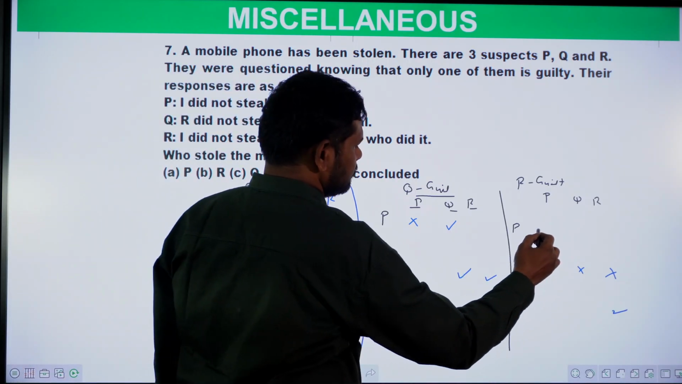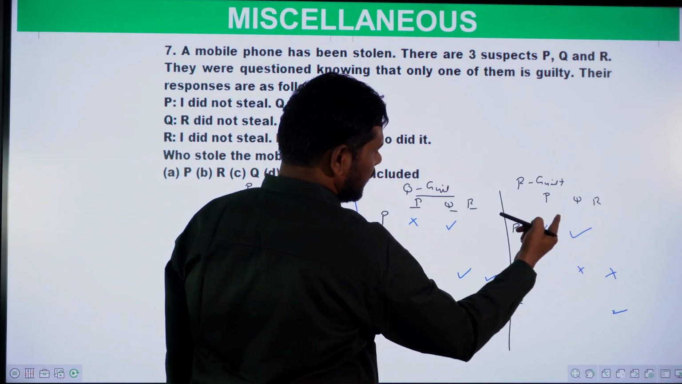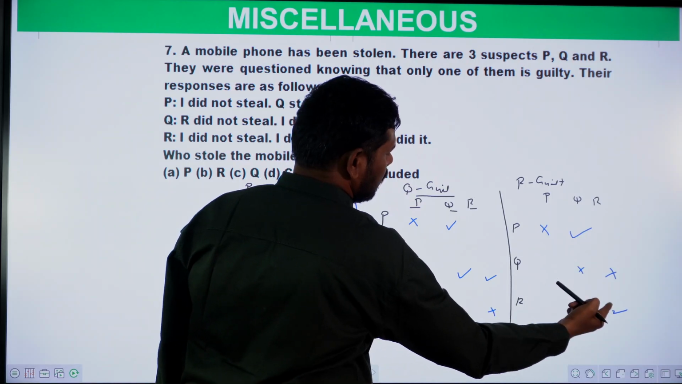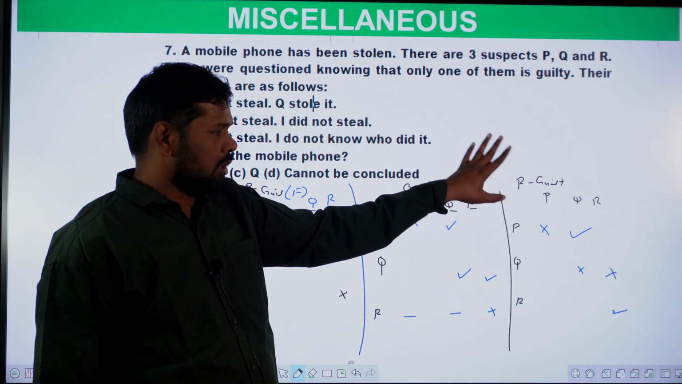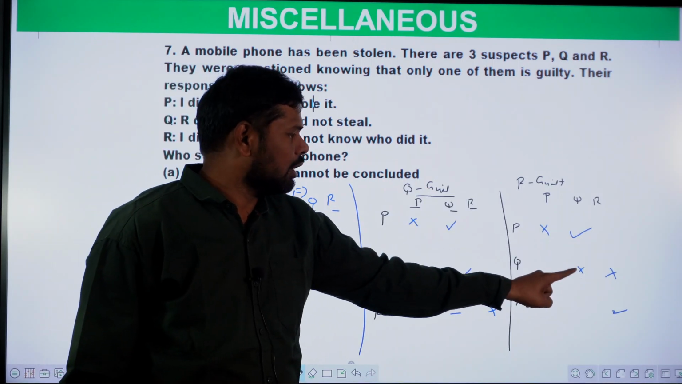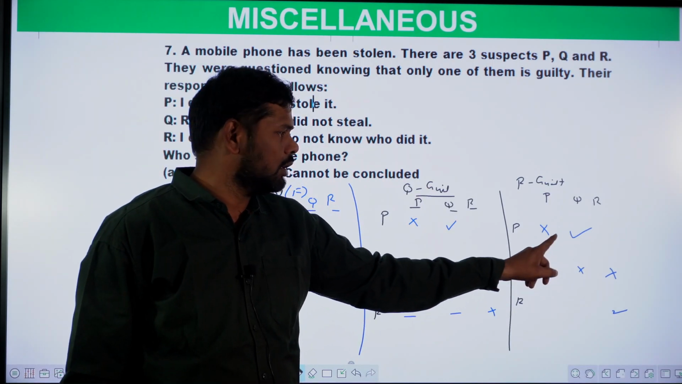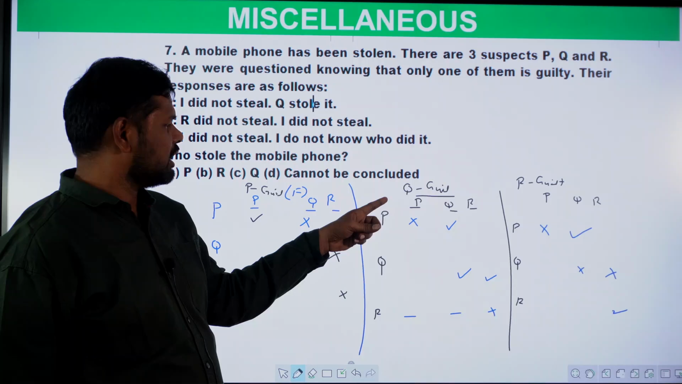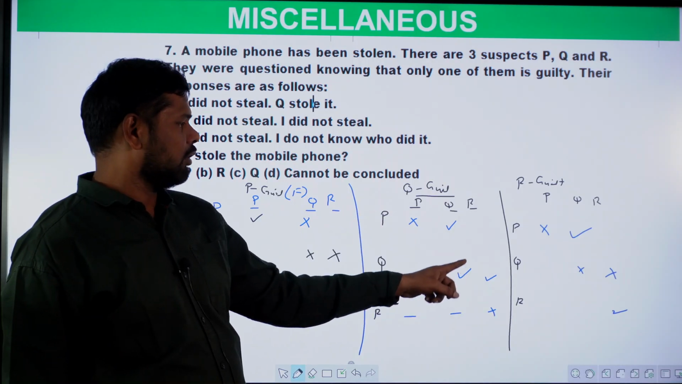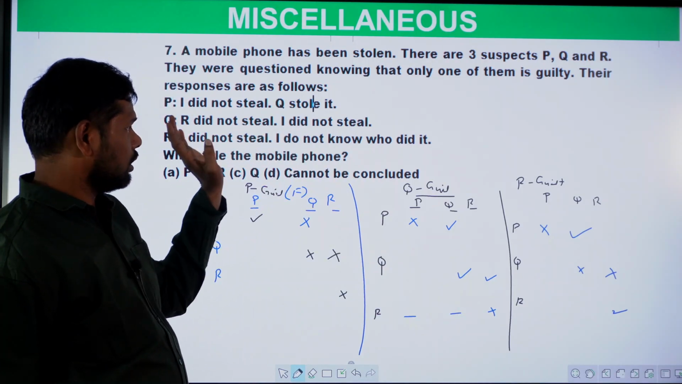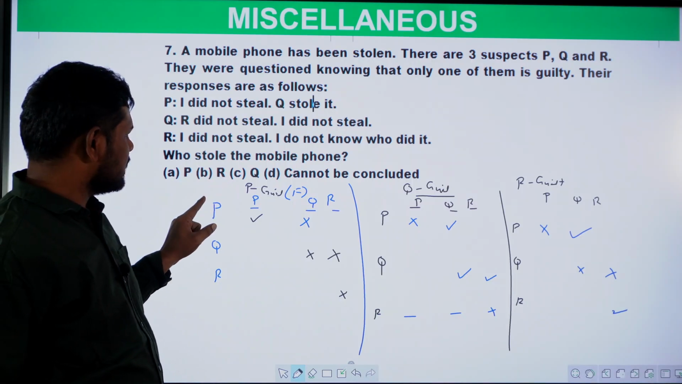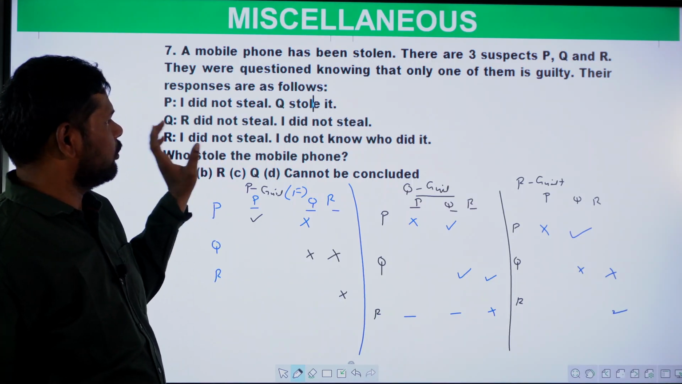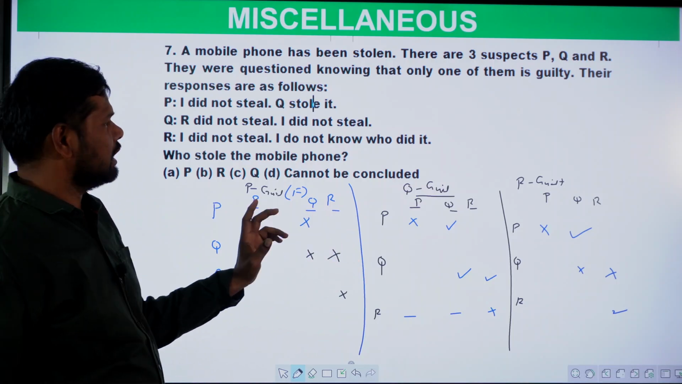And P states "I did not steal." So here also there is a chance of either Q or R. Suppose R's statement is false, meaning there is a chance of Q and R stealing. Here also, if Q's statement is false, then there is a chance of Q and R stealing that phone. Similarly, if P's statement is false, there is a chance of only P stealing that phone. So these are the three different scenarios.